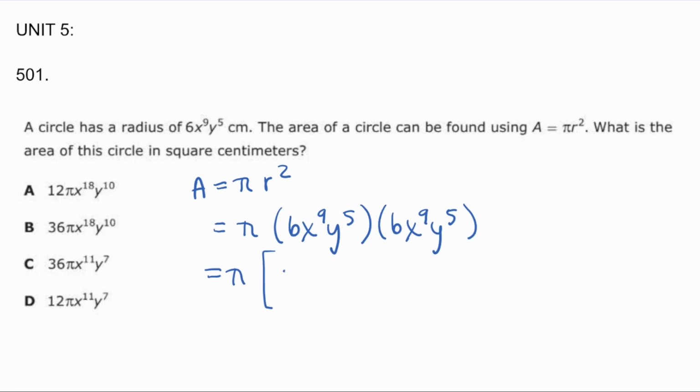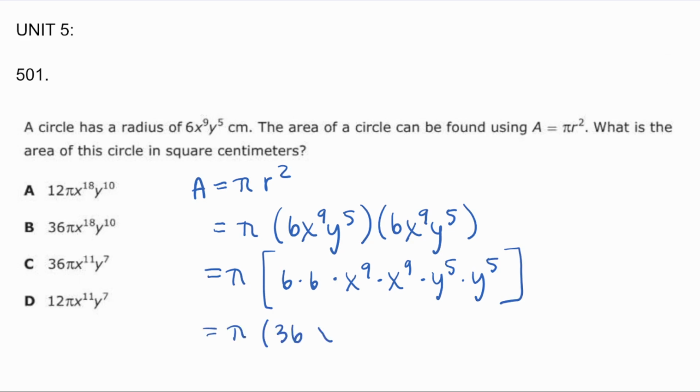So what I'm going to do is group all the numbers together, 6 times 6, x to the 9 times x to the 9, and y to the 5 times y to the 5. And so I've got pi times 36 times x to the 9 plus 9 times y to the 5 plus 5. And that's looking like answer choice B.